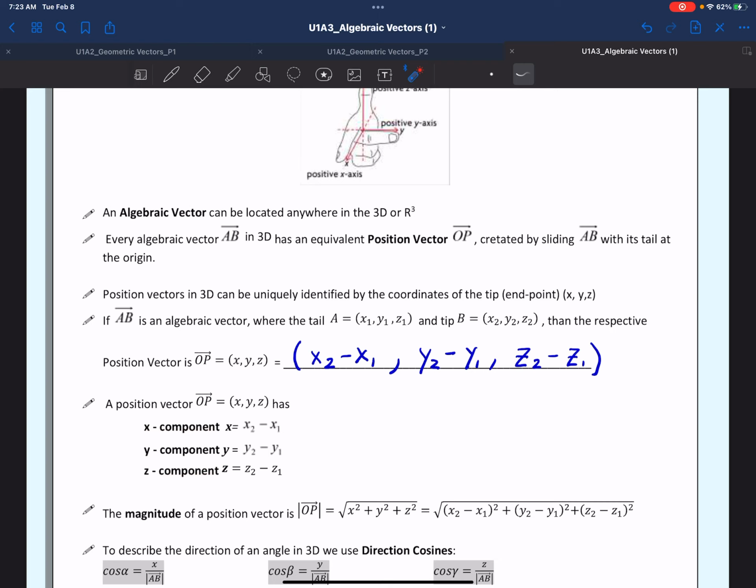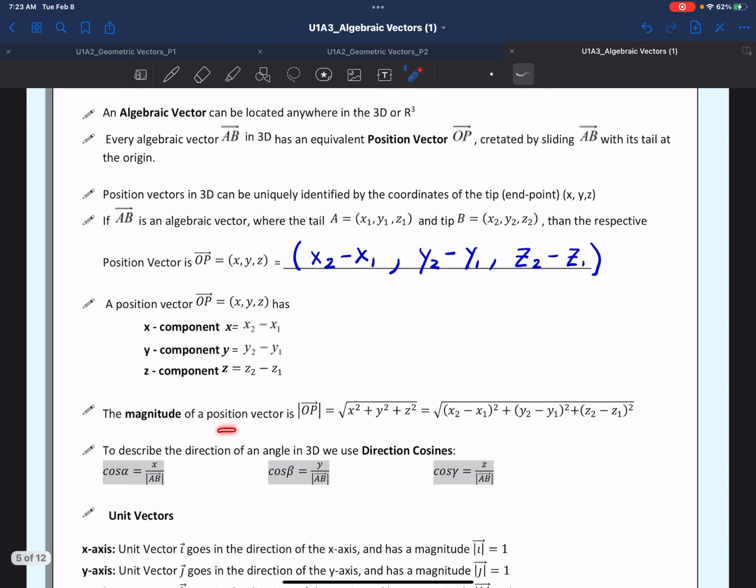Now, a position vector in 3D will have 1, 2, 3 components because we're in 3D. In 2D, only two components, right? X and Y. Here we have also a Z component. So X component will be X2 minus X1. So this is what makes the X component. The Y component, the Z component.